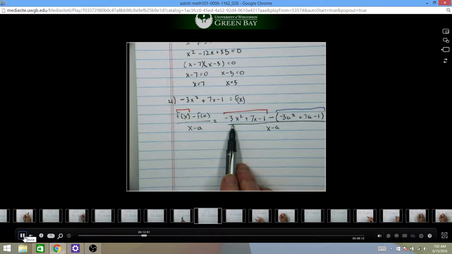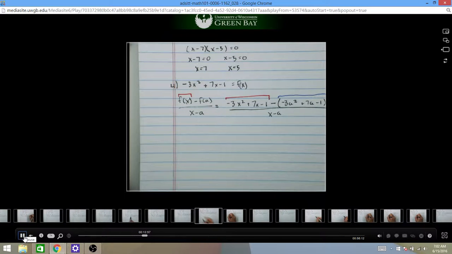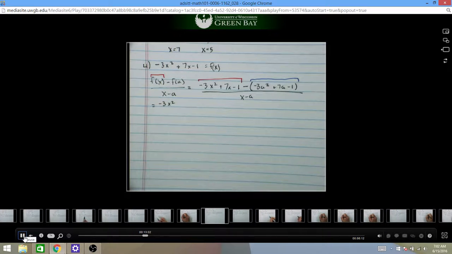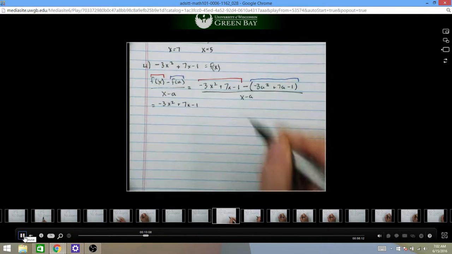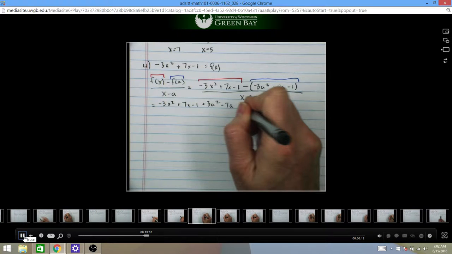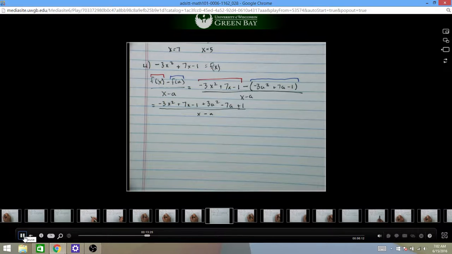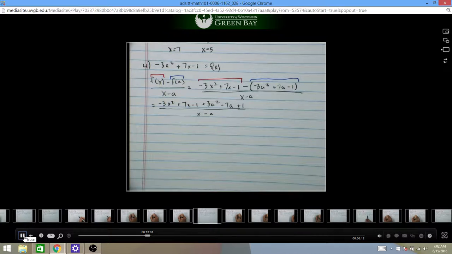Okay, good. Then you can distribute the minus and subtract. So we have the negative 3x squared plus 7x minus 1. And then distribute the minus, so plus 3a squared minus 7a plus 1. So every term will get the opposite sign. So the ones add to 0. You still have the other terms there.